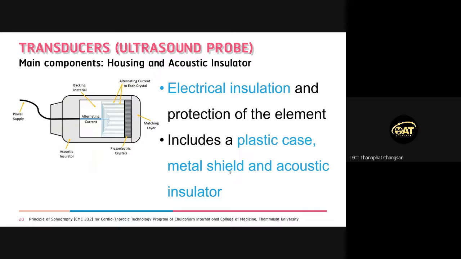And the next part is the external part or housing and acoustic insulator, used to protect the user from electric shock, and made of plastic or insulator material. Mainly it is a casing of non-conductive material, so the user will not be harmed by electric shock from using the probe.